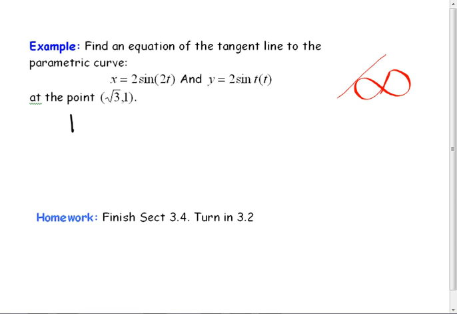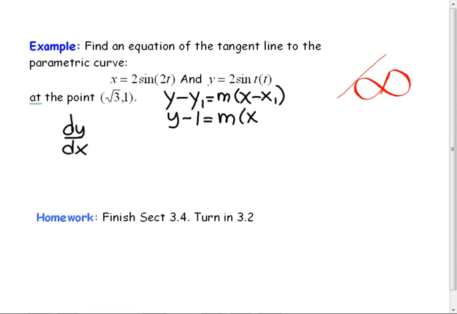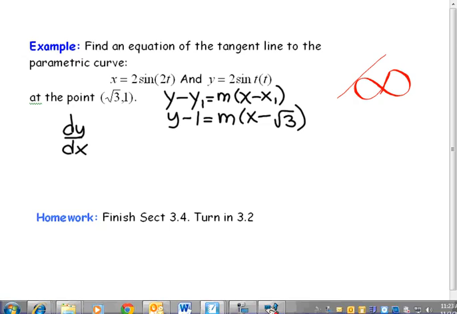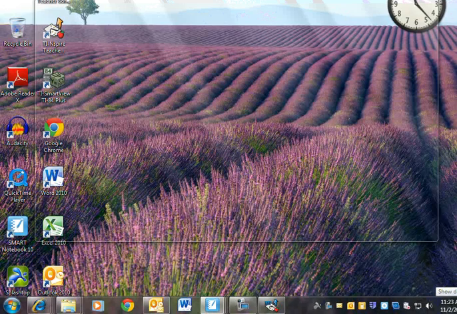So I need to find dy/dx, because what's the equation of a tangent line? It's y minus y1 equals m times x minus x1. I know the y value. What's the y value? 1 equals m, and it's x minus the square root of 3, right? All I have to do is find the slope. But the problem with finding the slope is I don't know what the time is. So that's going to be the hard part.